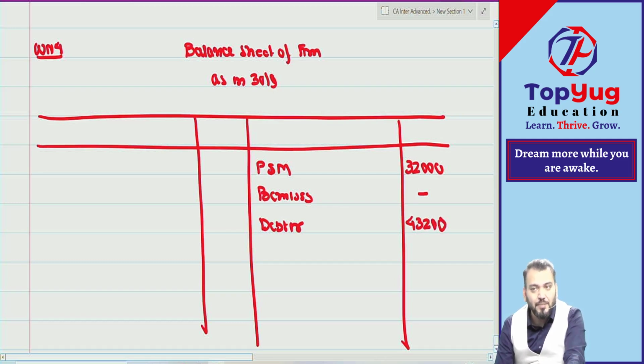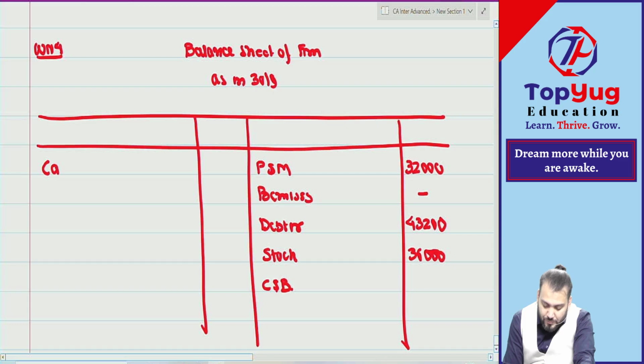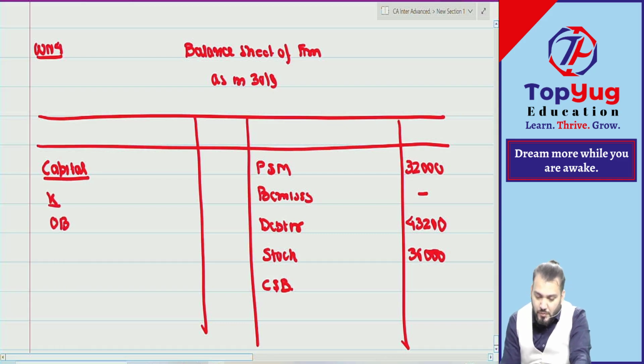Correct, means after revaluation. Then stock how much? 36,000. But cash and bank? Excellent. Means you have understood, so the immediate answer is coming. Then capital. So whose capital will come? What is the opening balance from the previous account?